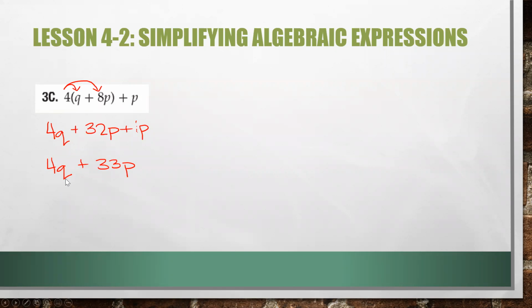These are not like terms. This has a variable of q. This one has a variable of p, so we do not add them together. That's as far as we can go.